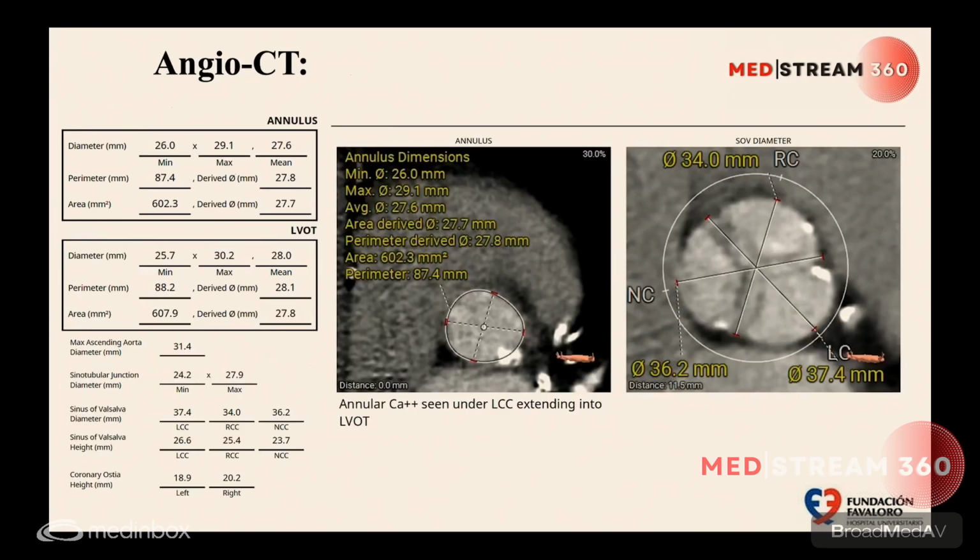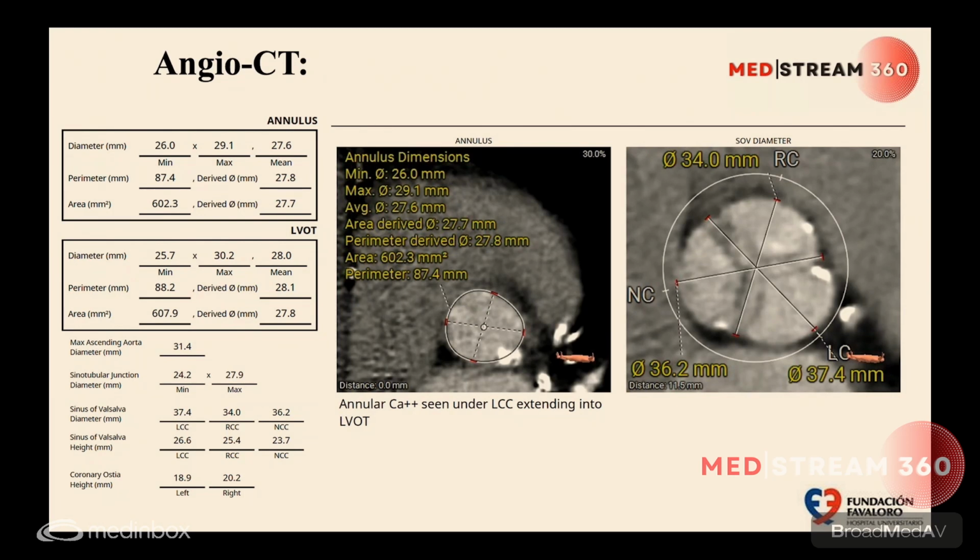Next. So this is the angio CT. The diameters are 26 and 29 with a perimeter of 87, with the area of the annulus of 602, sinus of Valsalva diameters of 34, 36, and 37. So it's a huge aorta with a big annulus too. The coronary ostia height is close to 19 for the left and 20 for the right. So they are quite high.